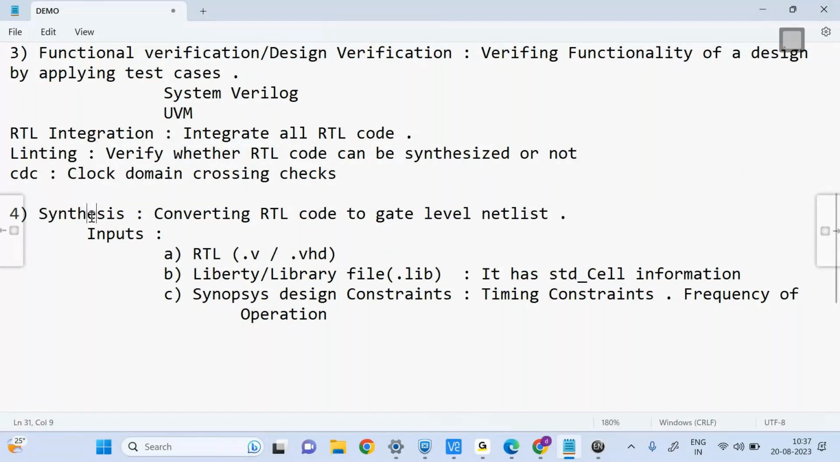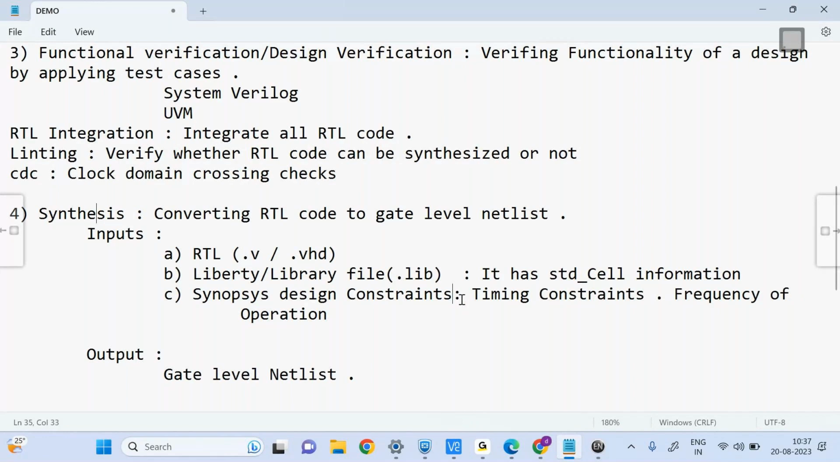So what output do we get from the synthesis tool? What is the output? Netlist. The output is a gate level netlist. Then what is this gate level netlist? Let's see what form it is in. The inputs are the liberty .lib, the RTL .v, and the Synopsys design constraint file, the .sdc.